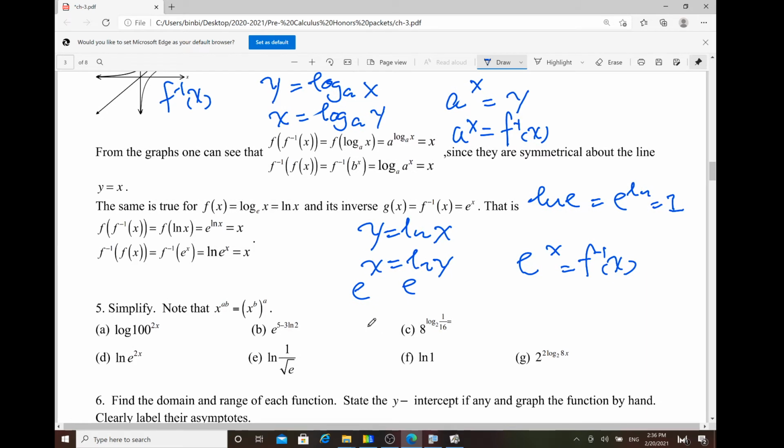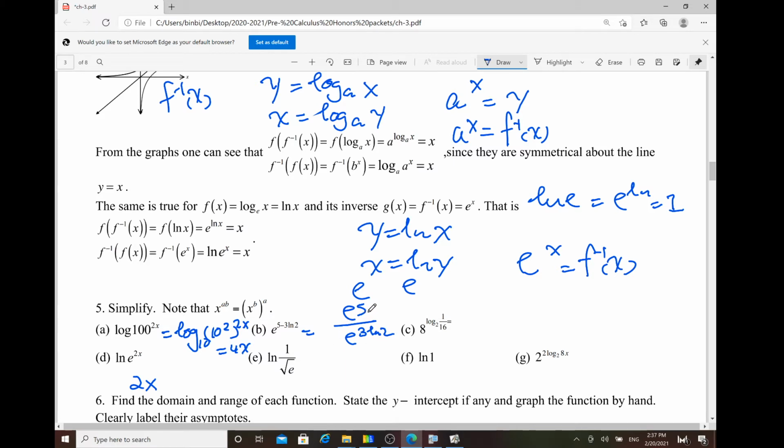Using the properties of exponents, we can simplify the following. Log base 100 of 2x. Again, this one is written as log base 10 of 10 squared to the power of 2x. So basically what's left here is 2 times 2x, so 4x. Natural log of e to the power of 2x is just 2x. And then e to the power of 5 minus, so it's a quotient, e to the power of 3 times natural log of 2.